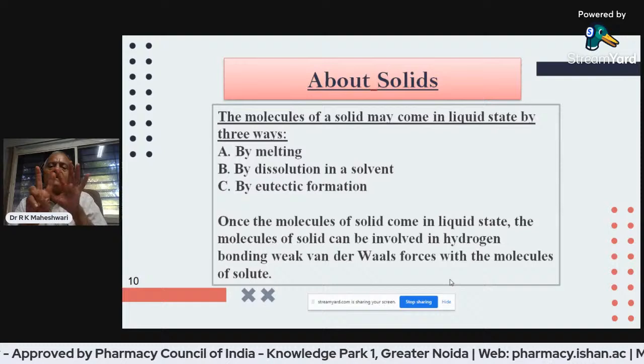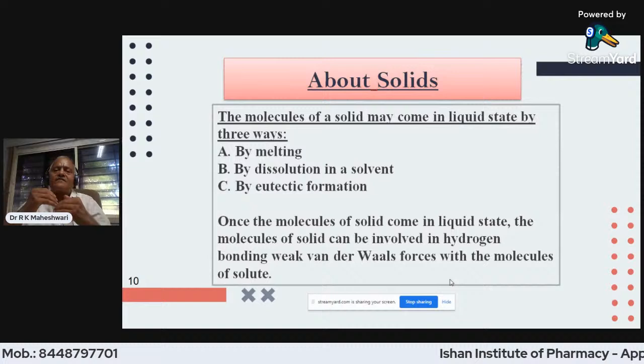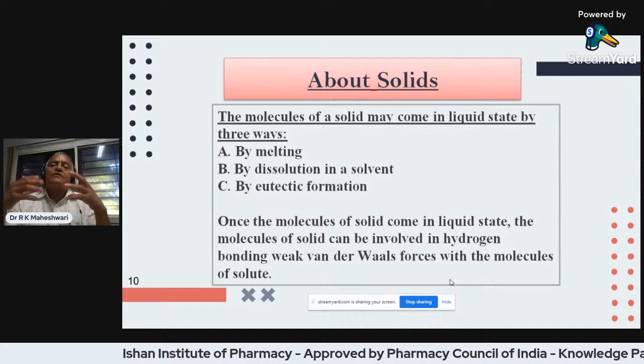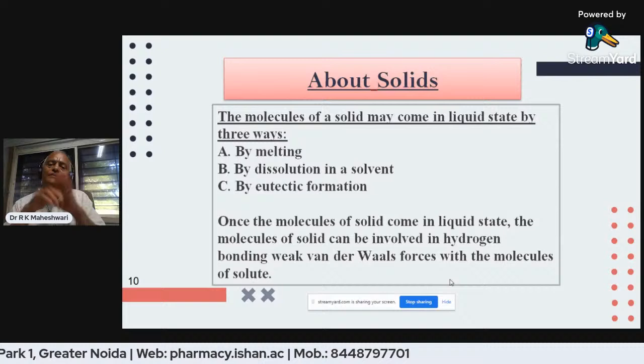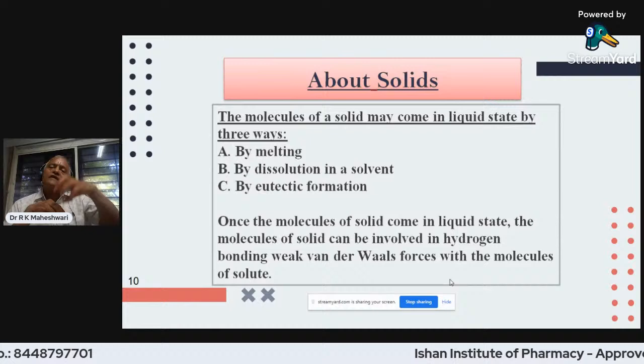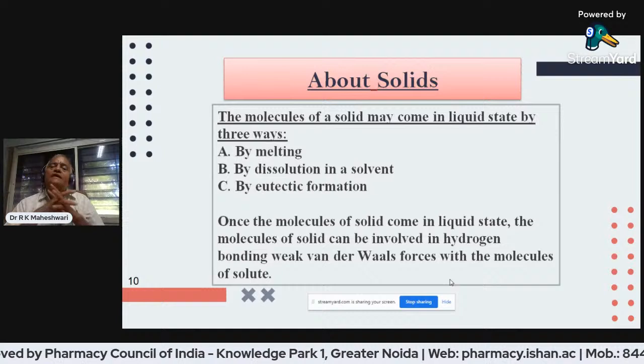Example of liquefaction: supercritical fluid technology. In this technology, CO2, carbon dioxide gas, after liquefaction is employed as solvent to carry out different functions: the preparation of nanoparticles, the extraction of phytoconstituents from herbal powder, the purification of compounds, and so on. Ultimately, liquefied CO2 is being used as solvent. Why? Because in liquefied state, CO2 molecules are in liquid state, and these molecules are involved in hydrogen bonding and weak van der Waals forces with the molecules of solutes. In this way, liquefied CO2 is used as solvent.